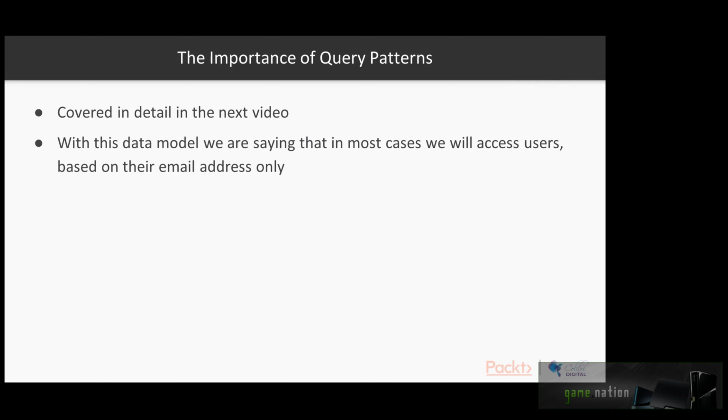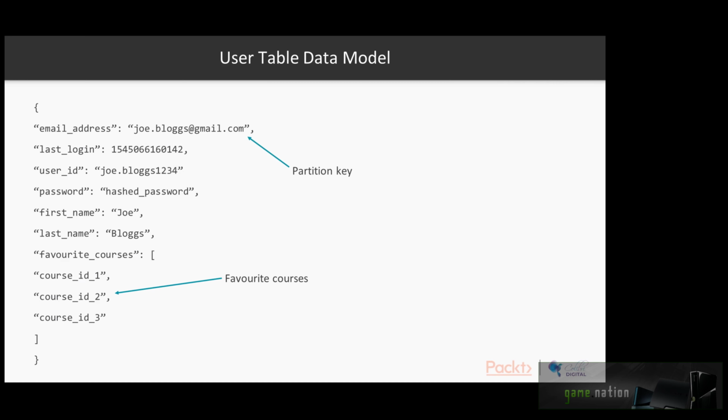But with this data model, we're saying that in almost all use cases, and I mean more than 99% of use cases, we'll only access users based on their email address, and we'll only ever access courses based on their course ID. Now, if we just go back a moment, if we decide we want to access users based on user ID, with this table model, we can't do it. If we want to find all users that are called Joe, we can't do it. DynamoDB doesn't let us do that unless we do a scan, and as we'll find out in the next video, scans are really, really bad.